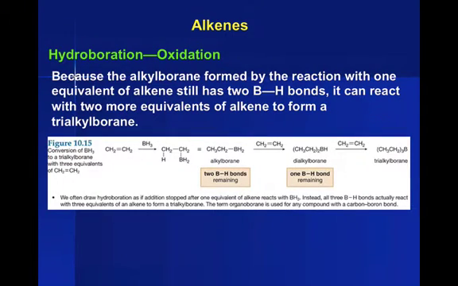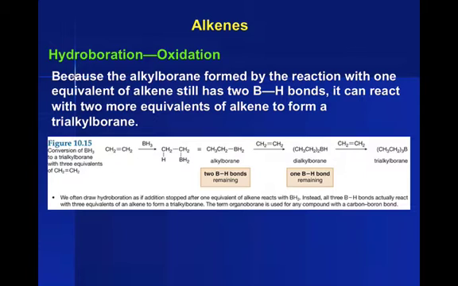Now, it turns out that once you form the alkyl borane, it can react again with more alkene to continue on to form a trialkyl borane, and that's okay. Ultimately, you'll remove the boron from the organic molecule. So technically, how much borane do I really need for every mole of alkene? What's the stoichiometry? One to three. That's right. What's the 1 and what's the 3? 1 BH3 for every 3 moles of alkene.